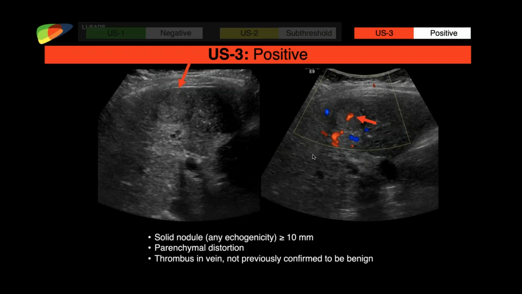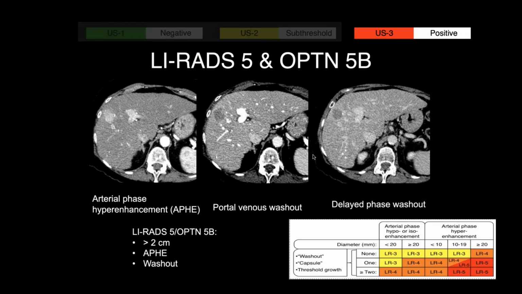We don't need to characterize them since we're not using contrast. We leave the characterization to a contrast multi-phase study. In this case, this patient went on to get an MRI, and you can see this lesion has arterial phase hyperenhancement, washout on the portal venous phase, and washout on the delayed phase. And so that's when you would use the LI-RADS flowchart.